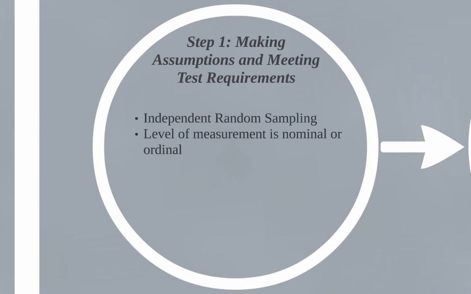Our 2 assumptions here are that we have independent random sampling, so our sampling is random, right? And our level of measurement is either nominal or ordinal. Those are the only 2 assumptions that we need to make. And we really need to make the assumption that the level of measurement is nominal or ordinal, right? So our variables of interest have to be nominal or ordinal.